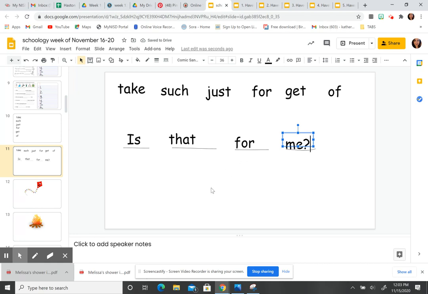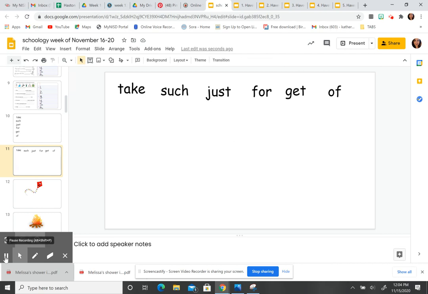Okay. If you need to pause for a minute to check your sentence, you can, and then hit play when you're ready. All right, we're going to do one more sentence. I know we skipped the word just. We're going to skip the word of right now, and we're just going to do one more sentence with the word get. And so the sentence that we're going to make is going to say, we get ham at H-E-B. We get ham at H-E-B.